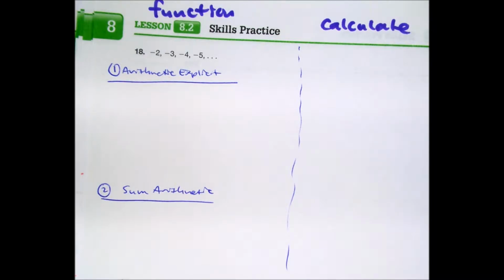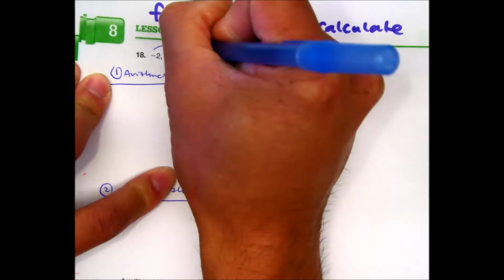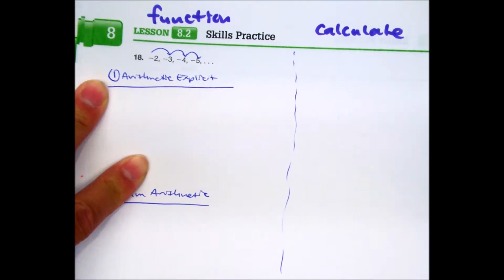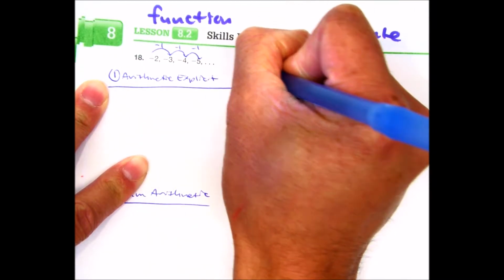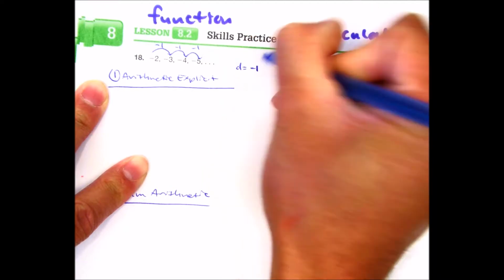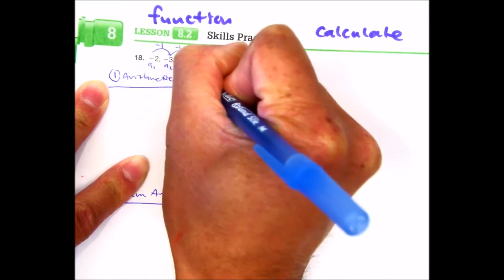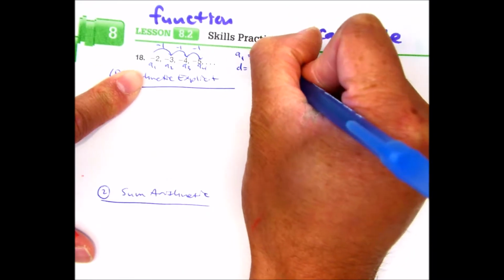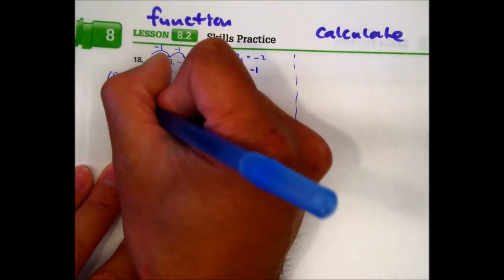Alright, in this problem, they give you a list of numbers here. And if I think about what's happening from each number, class, what's happening? Yeah, someone said we're adding a -1. So if you think subtracting 1, just think our D value is a -1. And our first term is, you can just label those A1, A2, A3, A4. So our A1 value is -2.